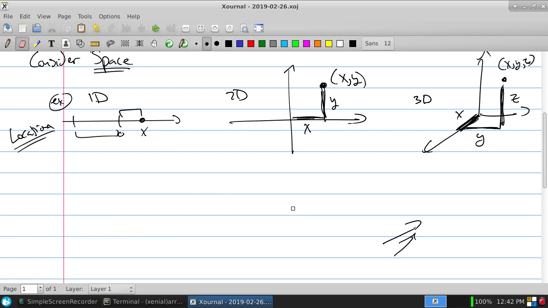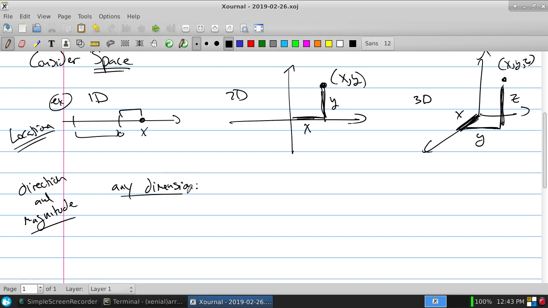But it seems like a very natural thing to do is, instead of location, what about direction and magnitude? And this would work with any dimension. And the easiest way to represent it would be just simply this. And the classic name that we call this is what? A vector.